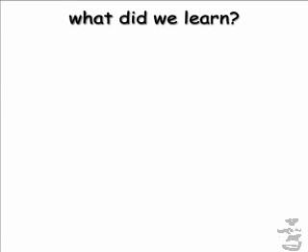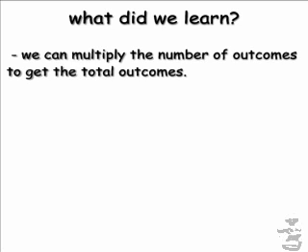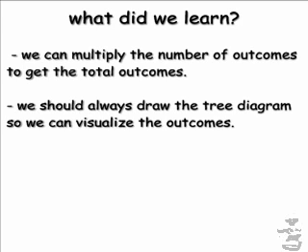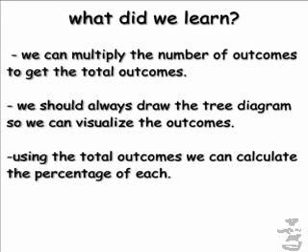So we learned a number of things that are going to help us with tree diagrams. First, we learned that if we multiply the number of outcomes at each stage, we're going to get the total outcomes. So if there are 2 outcomes on the first spinner and 3 on the second, we multiply those together and we know that there are 6 possible outcomes. We learned that we should always draw the tree diagram so that we can visualize what the actual outcomes are, because that may help us to answer further questions. Which leads into the third thing we learned, and this was the subject of an entire Godcast: using the total outcomes we can calculate the percentage of each. And like I said, there was another Godcast that taught us how to do that specifically.